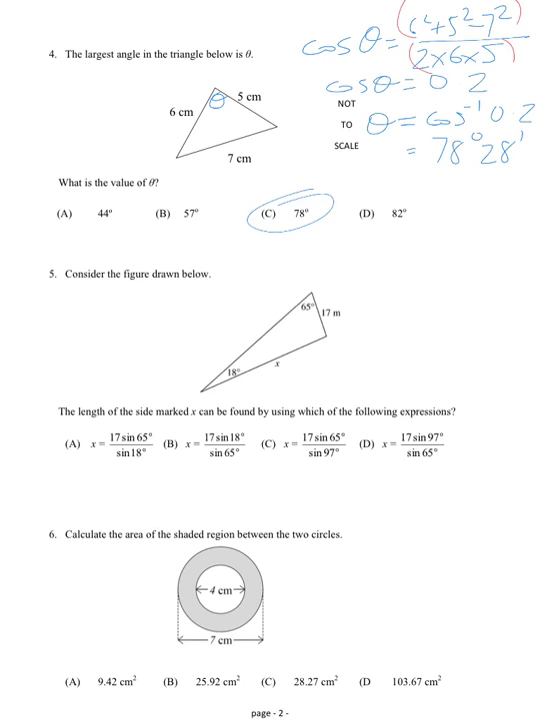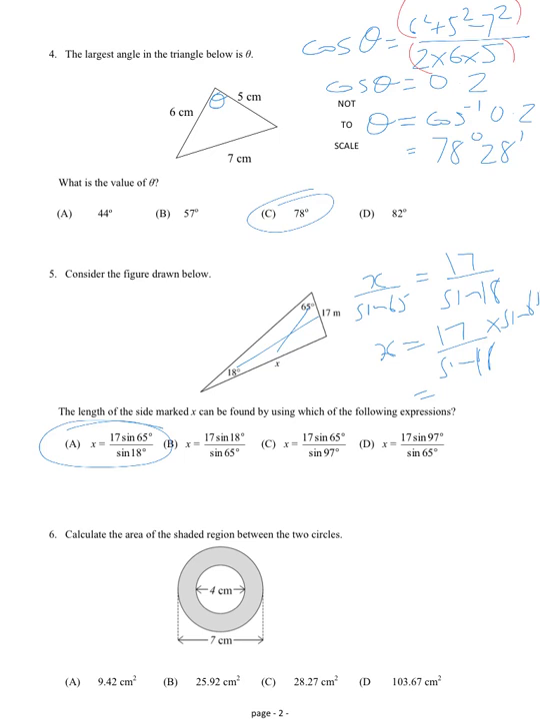Okay, to find x, we have 2 sides and 2 angles, that is the sine rule, so x over sine 65 must equal 17 over sine 18. Now to get rid of divide by sine 65, to leave x by itself, we have to times by sine 65. And you'll see that will be that answer there.